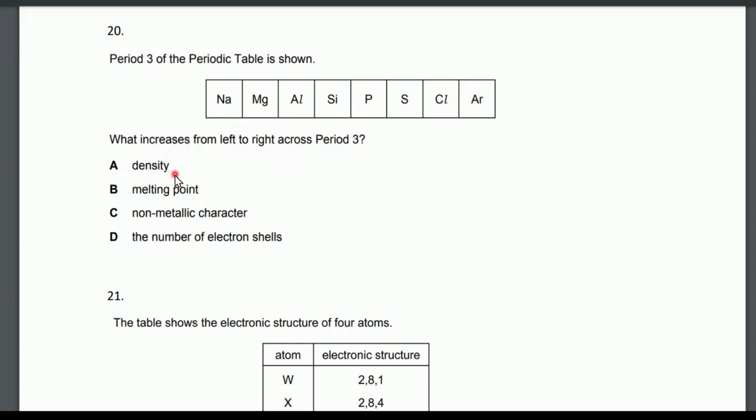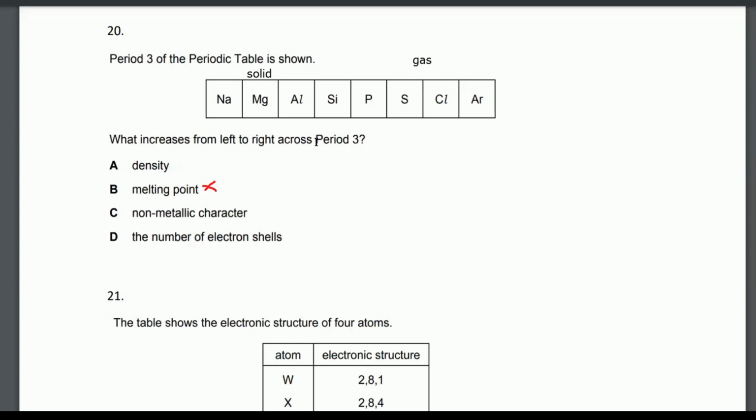Okay, period 3 of the periodic table is shown. What increases as we go from left to right? So think about this: sodium, magnesium, aluminium, silicon, phosphorus. Well, they're all solids, and sulfur. And then we go chlorine's a gas, argon's a gas. So that will help us out. Chlorine and argon are gases.